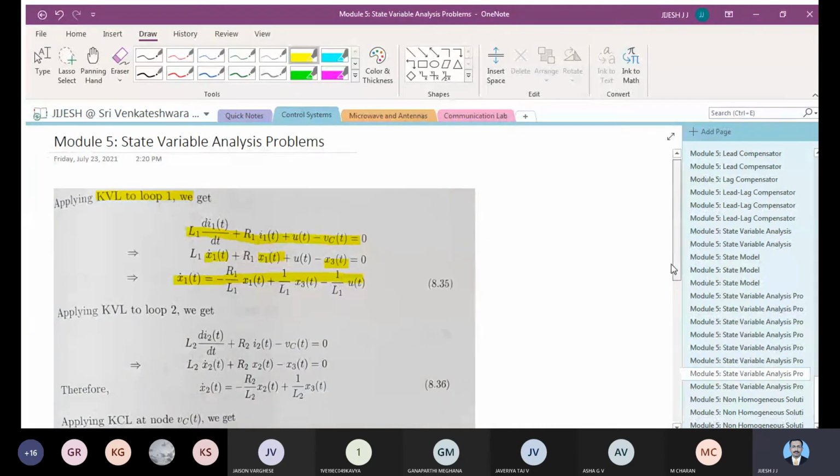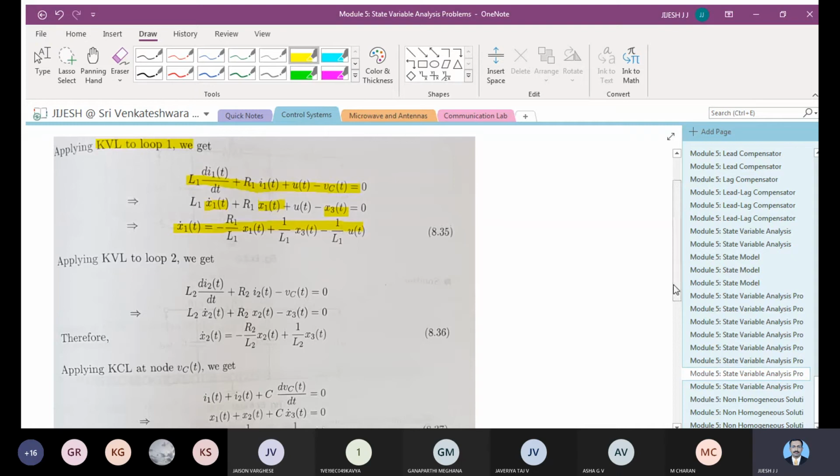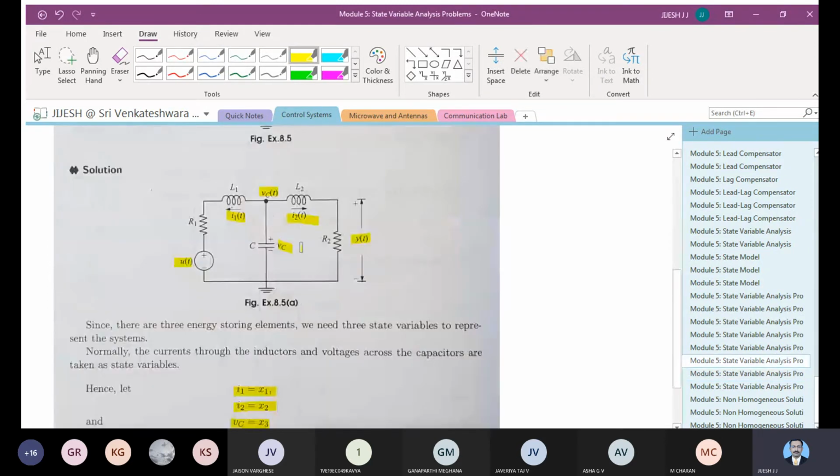So all of you need to solve all these problems. If you have any doubts, you can just go back to the recordings and check it out. Okay. So here you have the KVL equation now. Now you have to apply the KVL equation for loop 2. So when you apply the KVL equation for loop 2, try it. You can just make a try here.